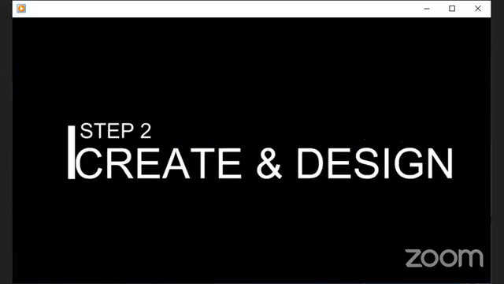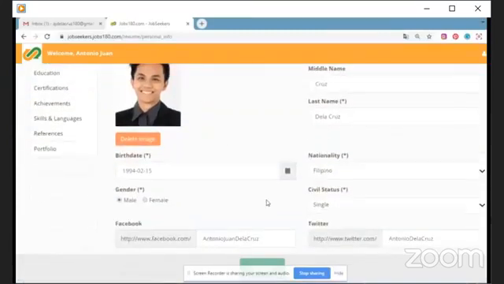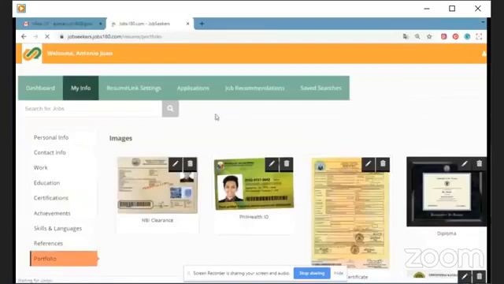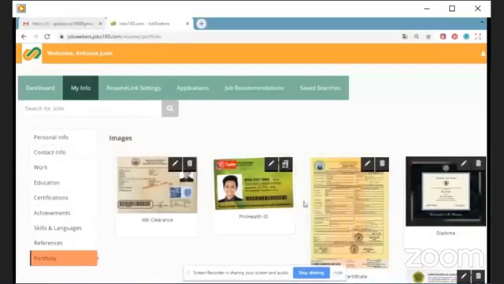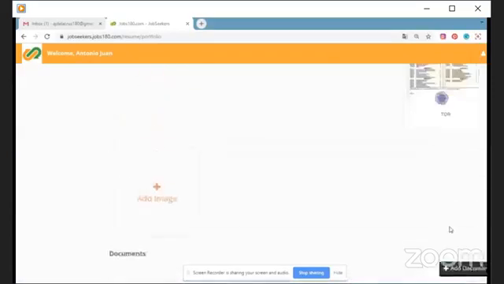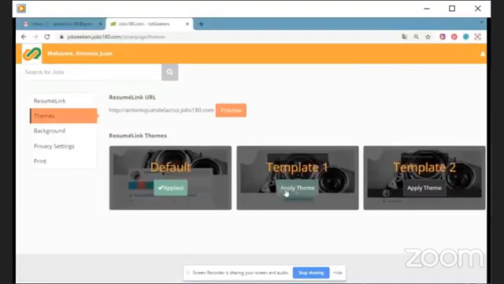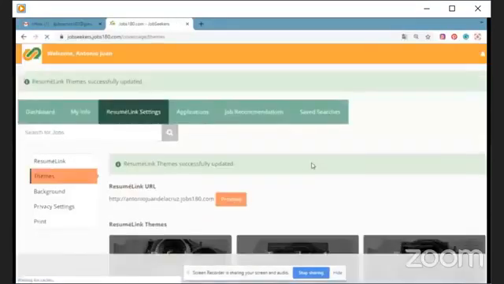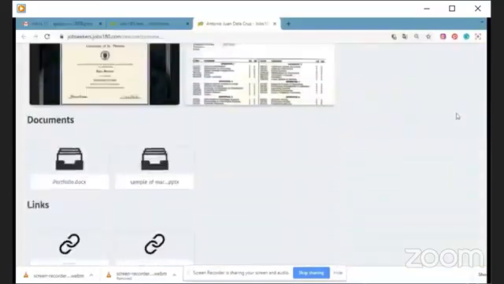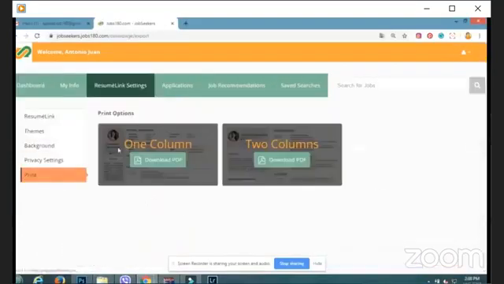Step 2. Create and design. When creating your resume, make sure to complete your personal information and upload your profile picture. One of the highlights of the resume link is the portfolio section. In the portfolio section, you can show off your skills by uploading samples of your work like documents, pictures, videos, and your social media links. Your resume link also features different themes and you can upload a cover photo. This is a combination of a cover letter and a social network cover photo. Here is an example. You can also download a copy of your resume link and print it.